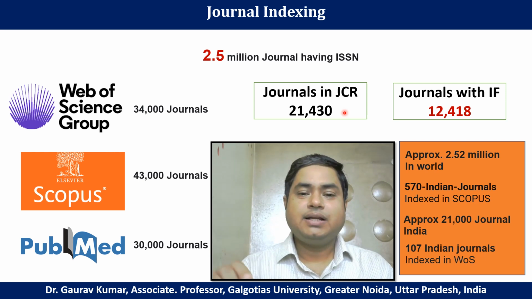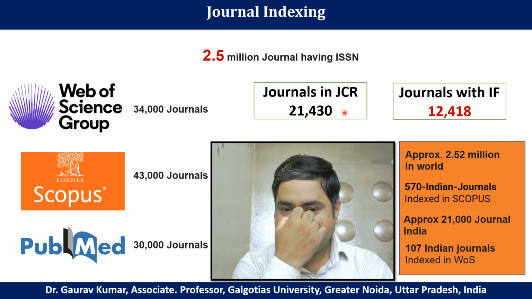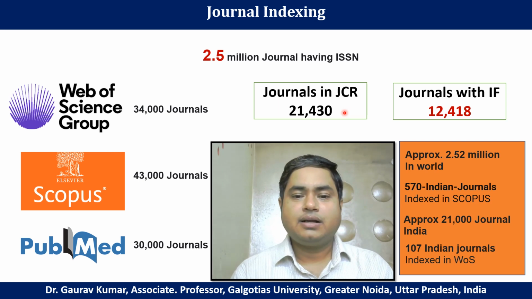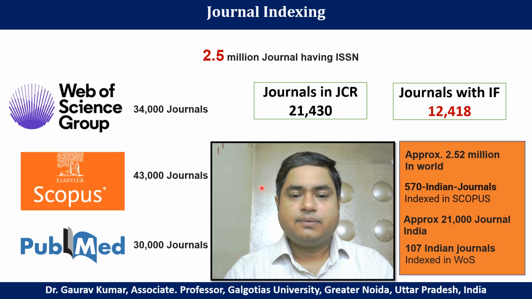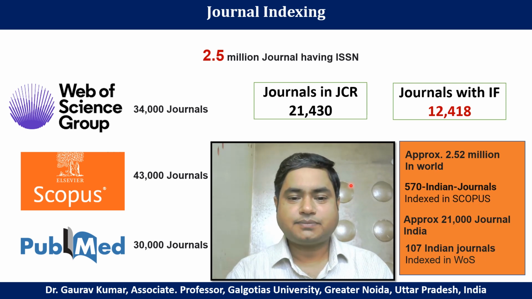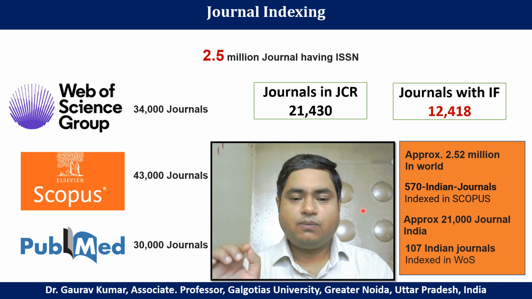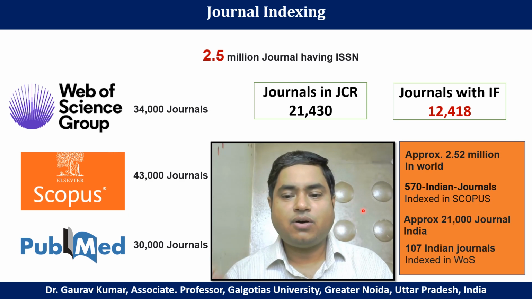Let me explain the stats of our India. Approximately 2.52 million journals are publishing in the world. 570 Indian journals are indexed in Scopus. Approximately 21,000 journals are publishing in India, and among them only 107 Indian journals are indexed in Web of Science.